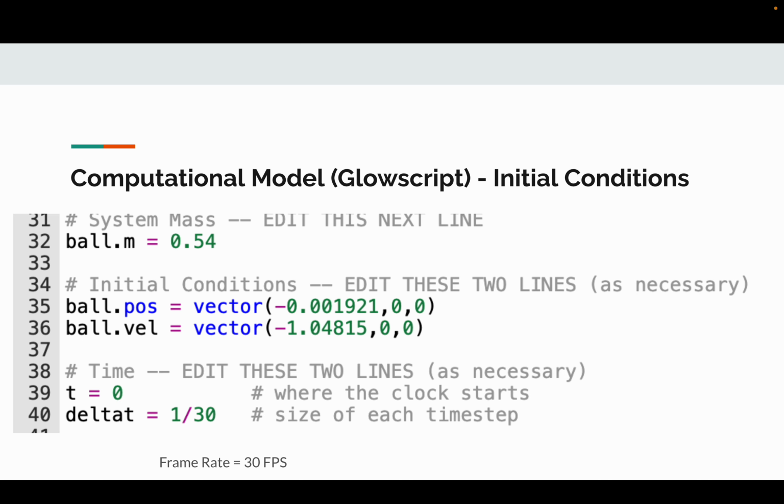Next, we coded our findings in Python using a website called GlowScript. This snippet of code attached shows the basketball mass and its initial position and velocity, which were stated in the previous slide. Delta t is equal to 1 over 30 since the video was recorded at 30 FPS, meaning that every 30th of a second the object's motion was being recorded.